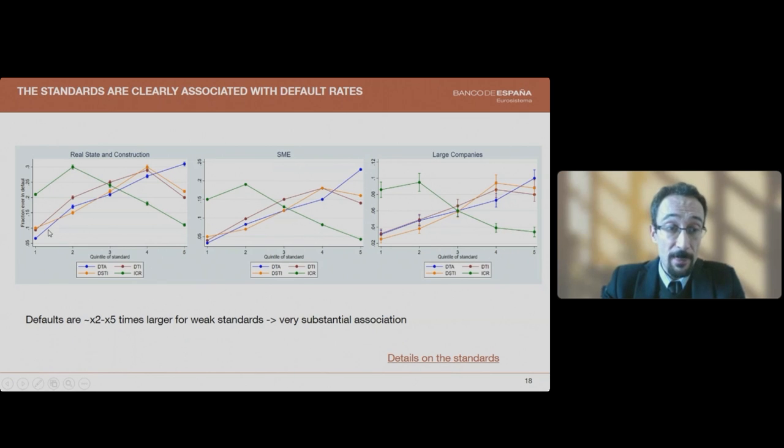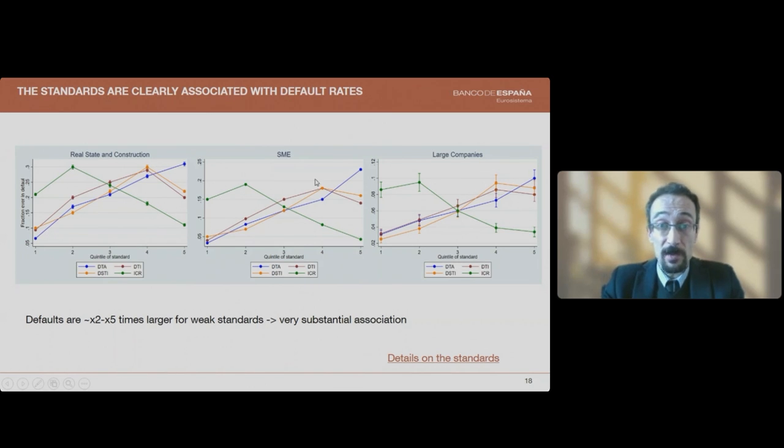If we look at other standards, such as the debt service to income or the debt to income, the relationship is similar, although it seems to be somewhat monotonic at the top. If we look at interest coverage ratio, the slope is the opposite, but this is expected since for interest coverage ratio, larger numbers correspond to lower indebtedness. So again, there's a clear association of, in this case, lower indebtedness, lower defaults, high indebtedness, higher defaults.